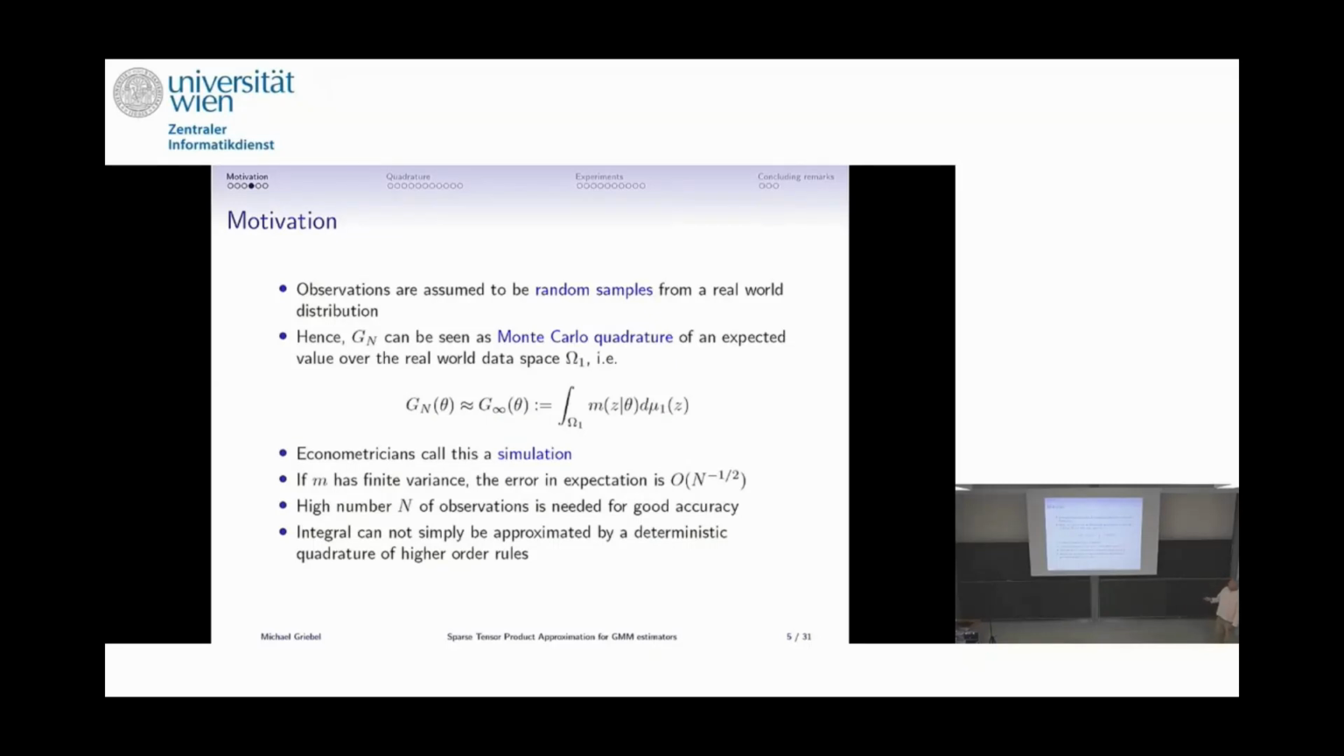The other thing is that it's not so easy to approximate this setting by a deterministic quadrature, especially of higher order. This is what we would like to have, for example. N to the minus 1/2 is not fast. Let's assume that this m is smooth, then we can come up with higher order rates and get much higher speeds for the convergence, okay?